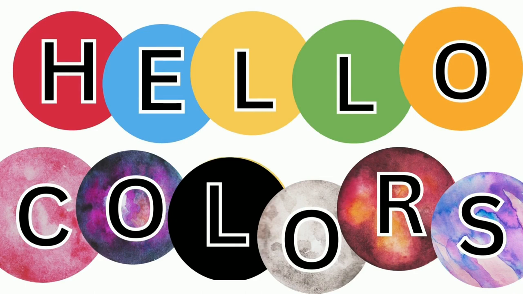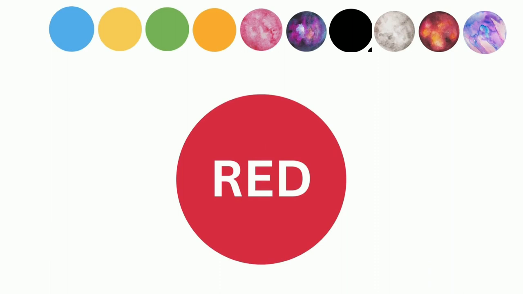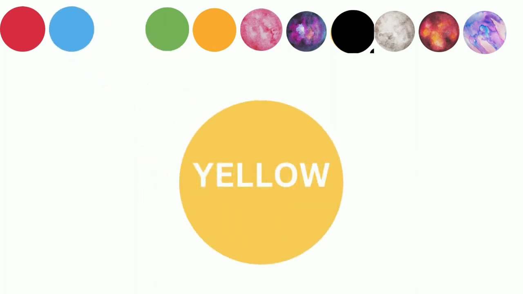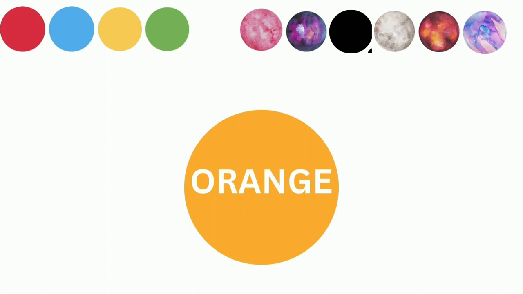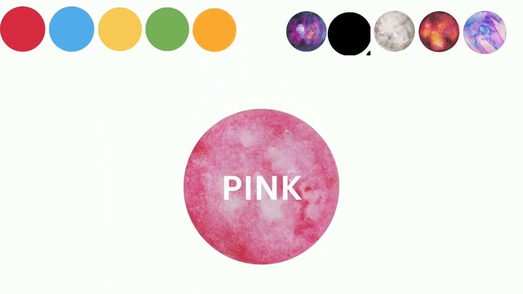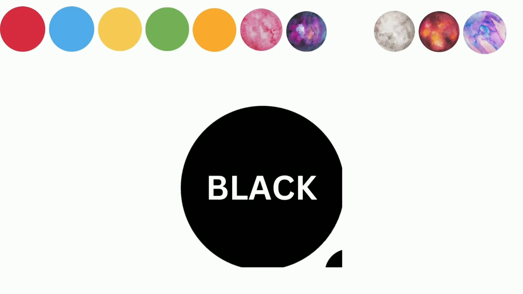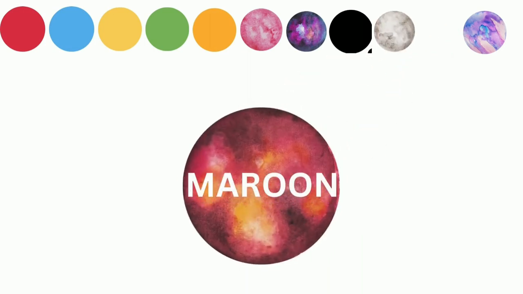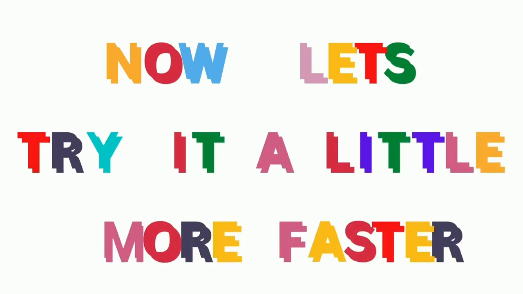Hello, colors. Today we learn colors. Basic colors. Red. Blue. Yellow. Green. Orange. Pink. Dark purple. Black. Gray. Maroon. Light purple. Yay! Now let's try it a little faster.